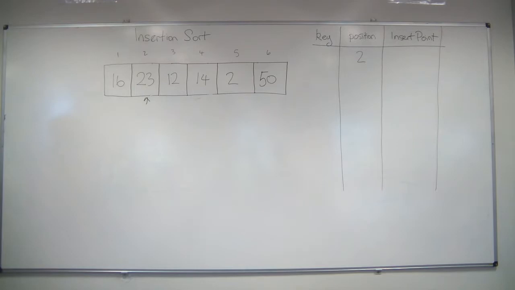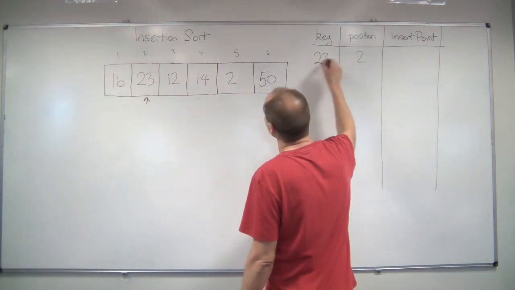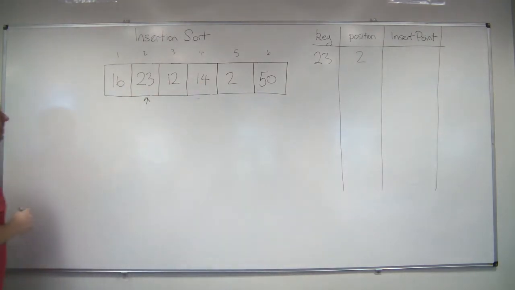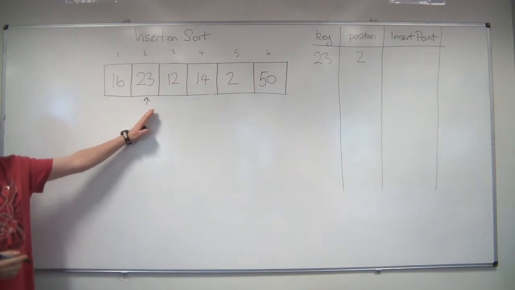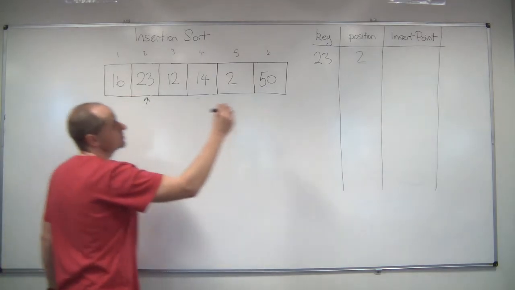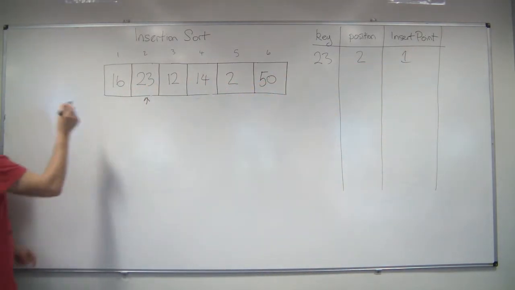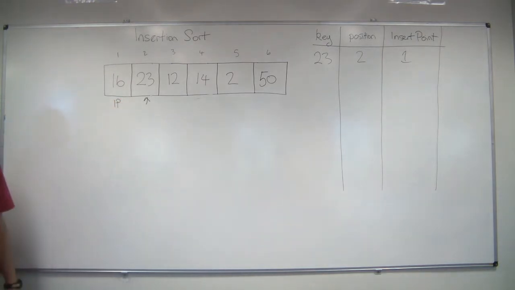The first thing we do is take a copy of that value. We call that the key, because generally we're working with unique identifiers. We take a copy of that value because we're going to obliterate it in a second, potentially. Now we look for an insert position, and the insert position is always to the left of where we just started. So the insert position starts at 1.